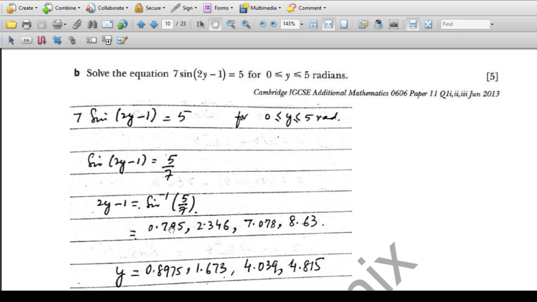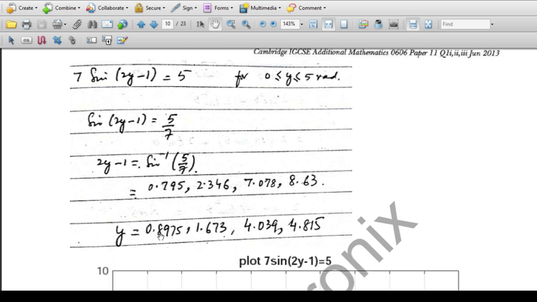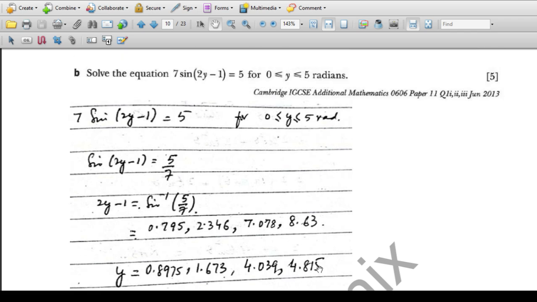So this 1.795 becomes 0.8975. This 3.346 divided by 2 gives 1.673, and this 8.078 divided by 2 gives 4.039. 9.63 will be obtained as 4.815, and here we can see that all values of y are less than 5 radians. So these are all solutions.